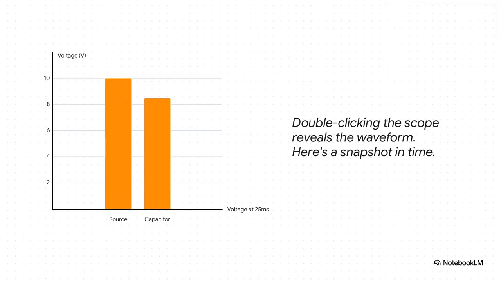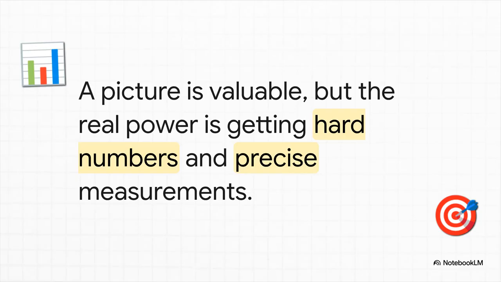What we're seeing here is a perfect snapshot, a single moment in time, say 25 milliseconds in. And we can see right away our capacitor is already up to around 8.5 volts. Getting that kind of instant feedback, it's just so powerful. But a picture's great, but it's not the whole story. The real magic of simulation is digging in and getting the hard data, the precise numbers.